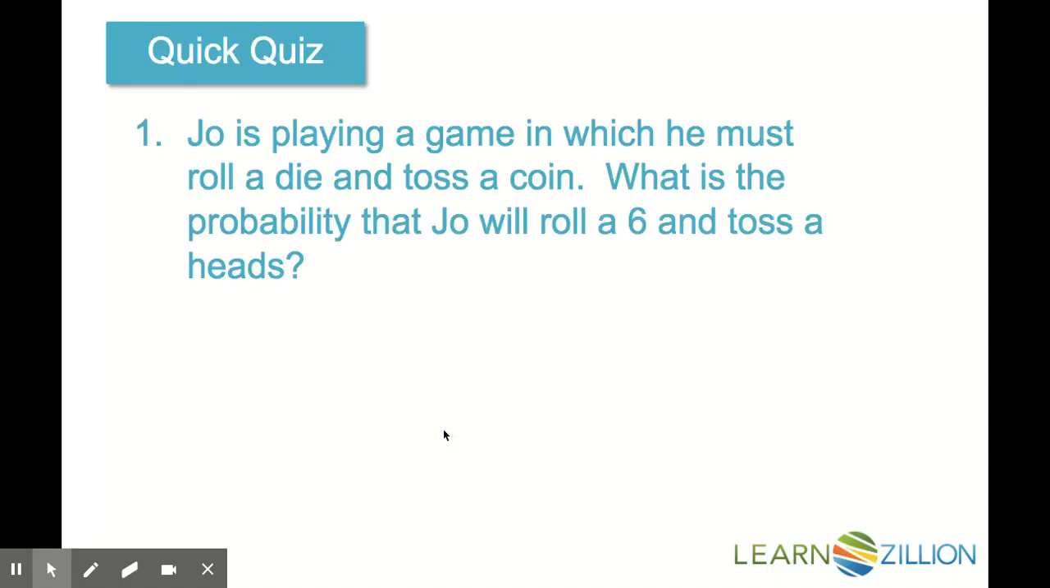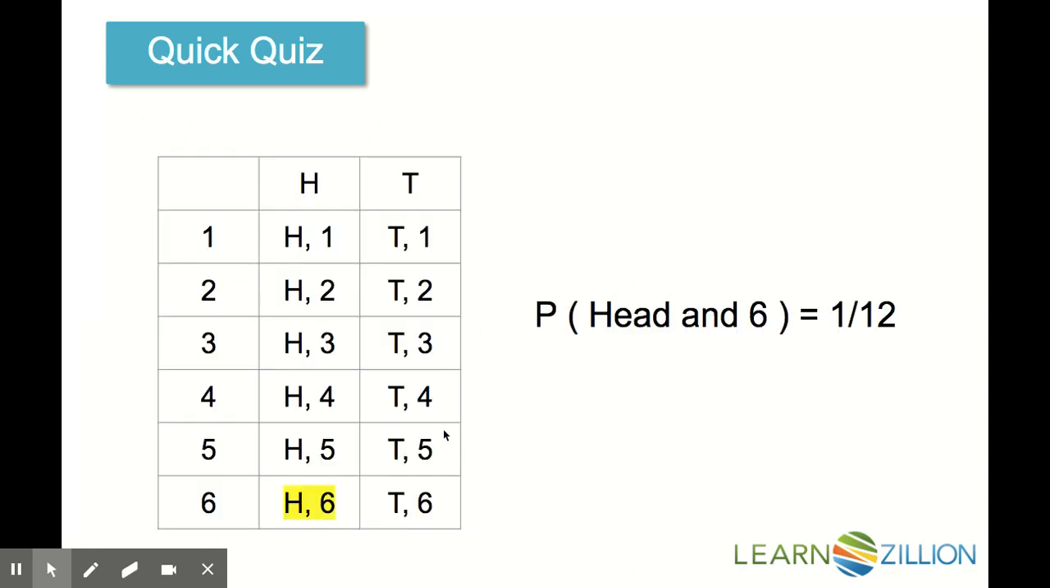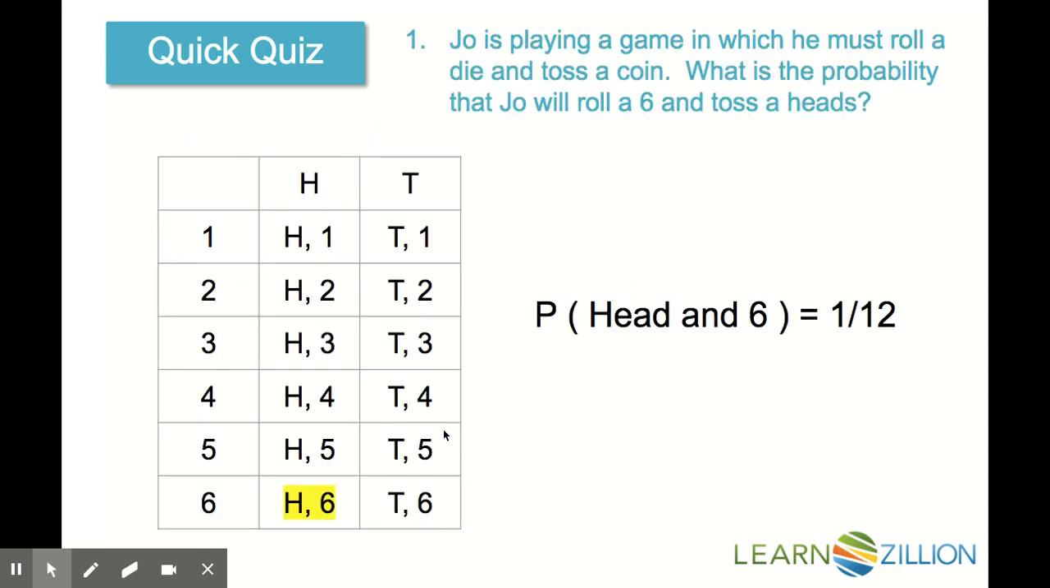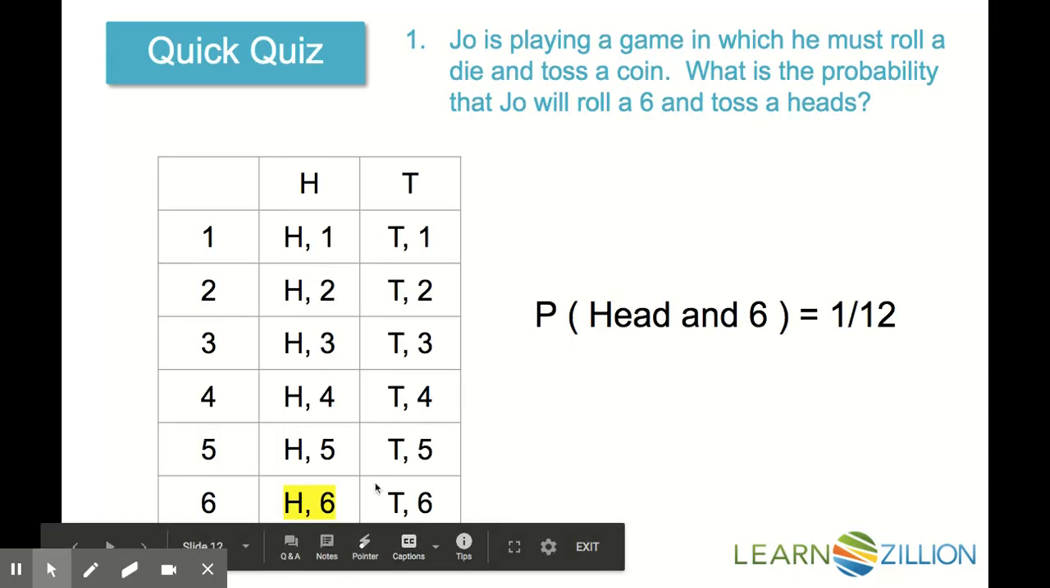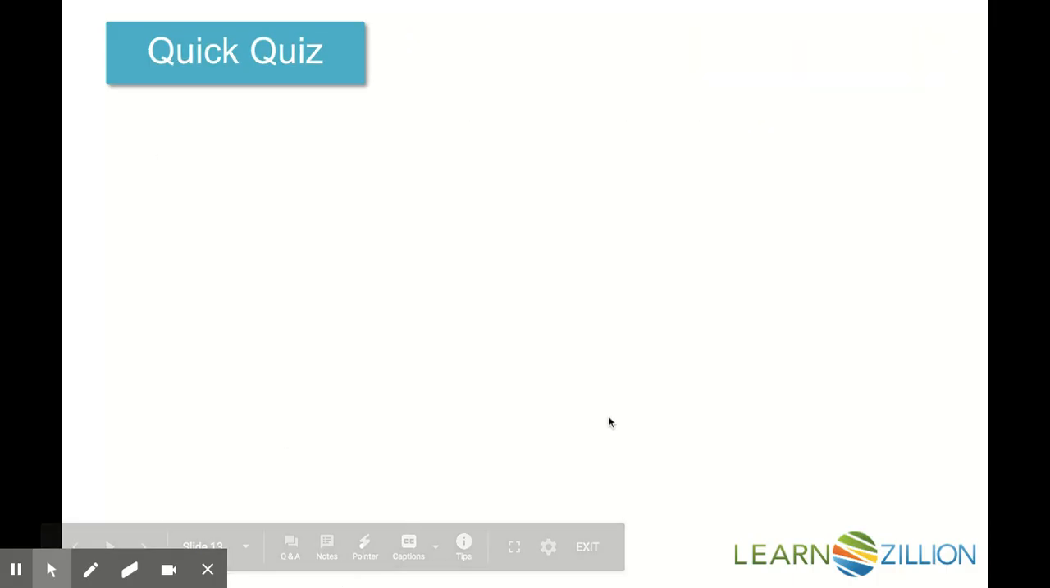Quick quiz. Joe is playing a game in which he must roll a die and toss a coin. What is the probability he will roll a 6 and toss a heads? Well, we'd find it to be 1/12. There are 12 possibilities from our list, but only one allows for a heads and a 6.